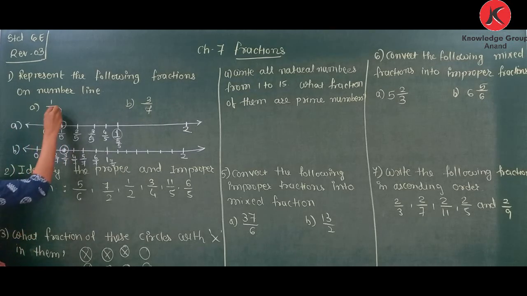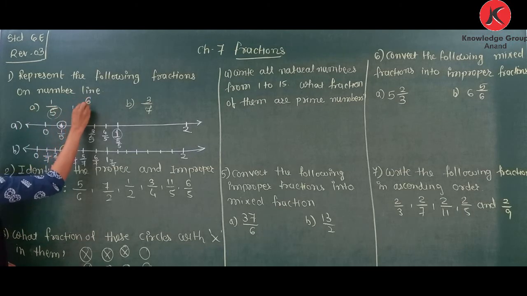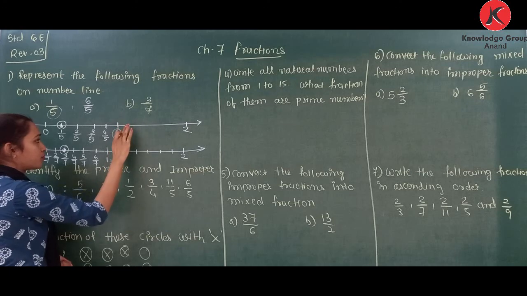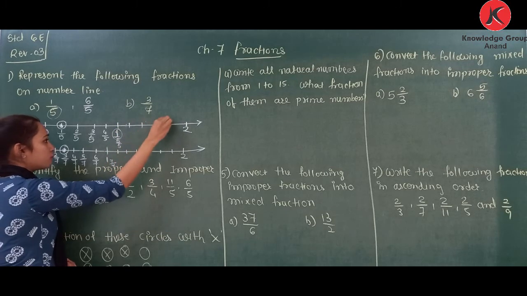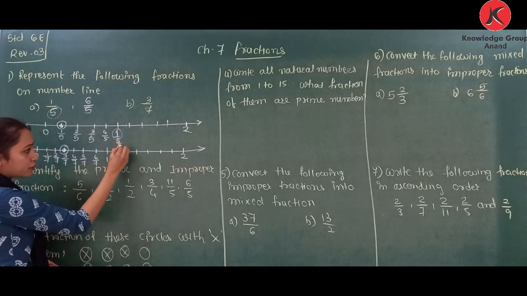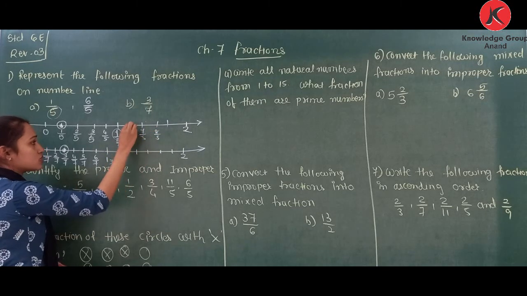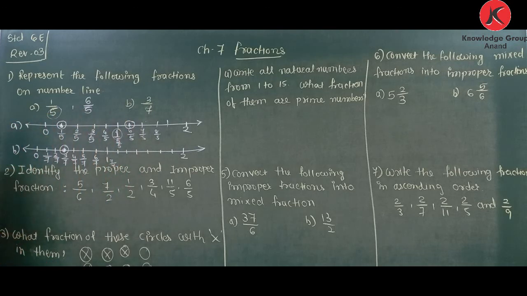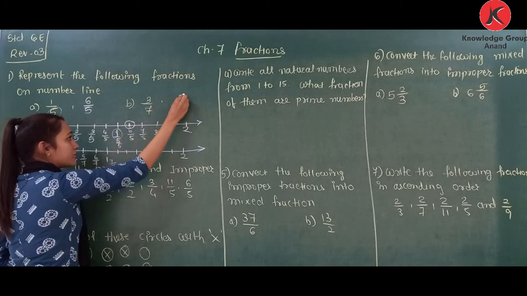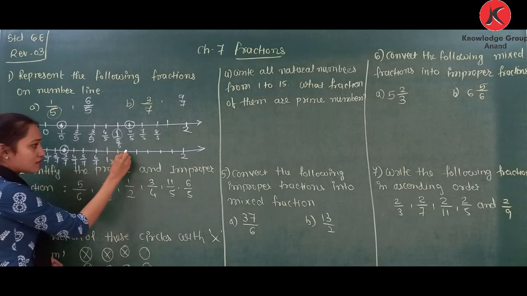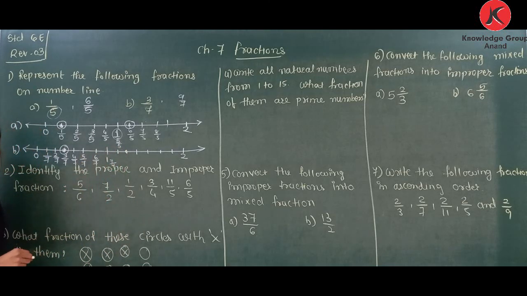Okay. Now instead of 1 by 5, if 6 by 5 is given, then you need to again extend this. 1, 2, 3, 4 and 5. Now after 5 by 5 it is 6 by 5, 7 by 5, 8 by 5. So this is 6 by 5. Here if it is 9 by 7, then after 7 by 7 it is 8 by 7, 9 by 7. So that will be here. Clear? So this way you can represent fractions on a number line.